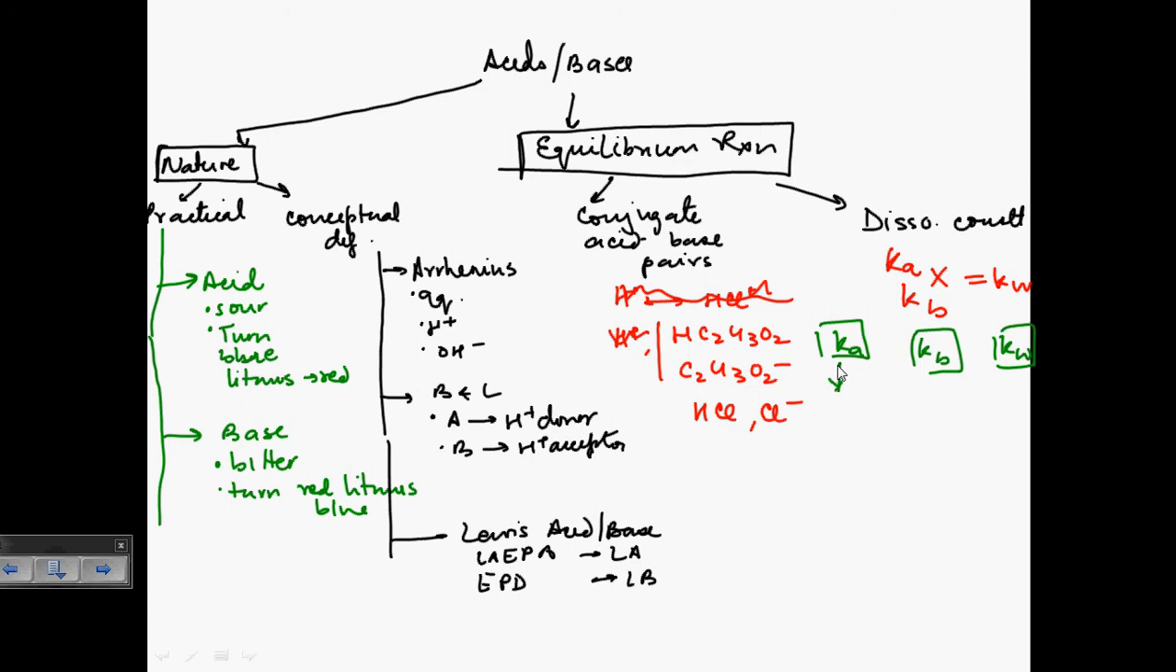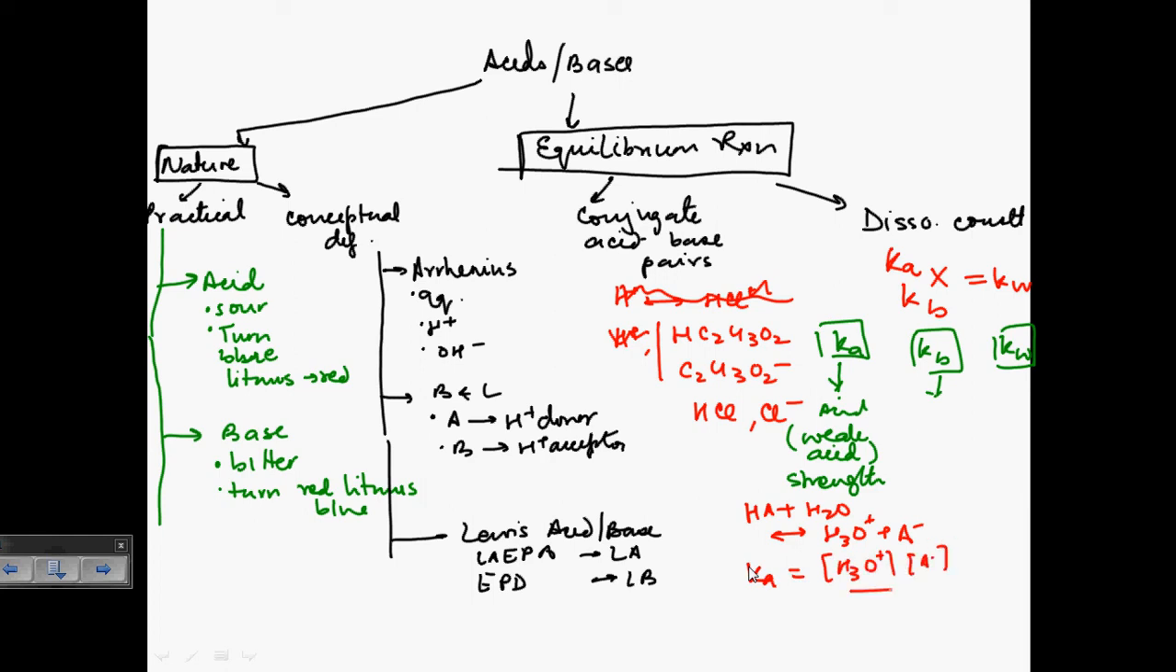So Ka generally is for weak acids, and it shows weak acid strength. The larger the Ka value, the stronger the weak acid is. Similarly, Kb shows the weak base strength, and the reaction for weak acid is HA plus H2O, equilibrium sign, H3O plus A minus, and the Ka is molarity of H3O plus times A minus over HA. We do not include water because it's pure liquid.